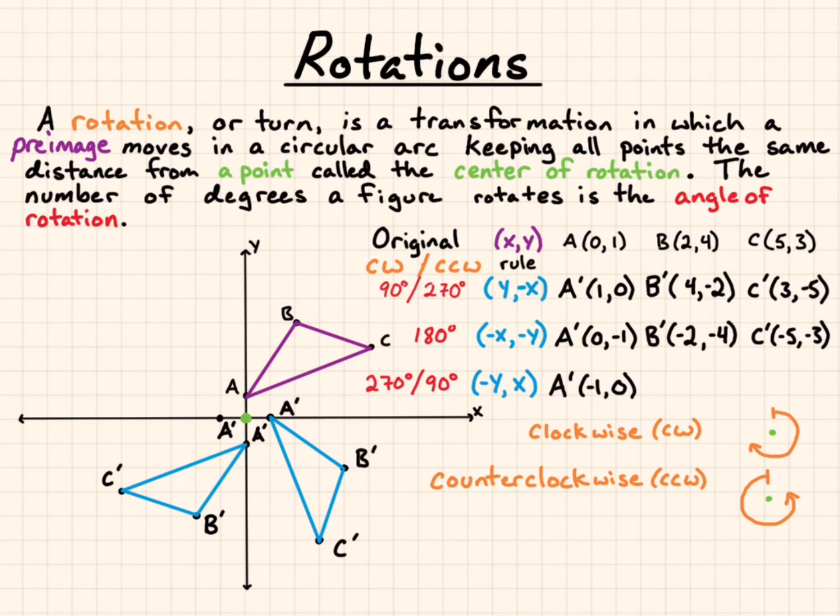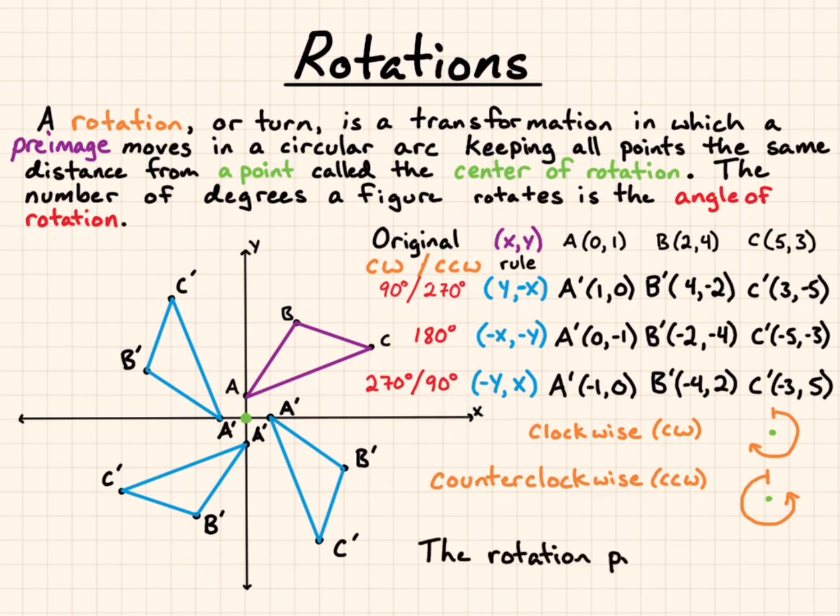B is going to become -4, +2. And C is going to become -3, +5. To make this figure, which is an image under our pre-image, that is 270 degrees clockwise and 90 degrees counterclockwise.